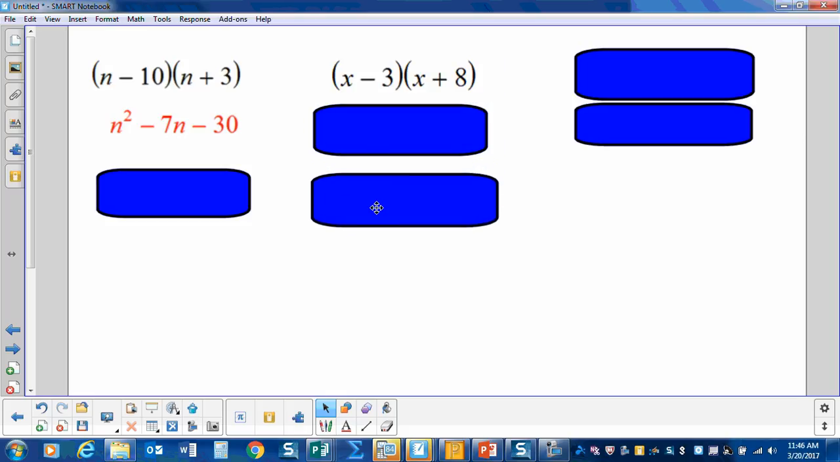So take a moment and try this example, x minus 3 times x plus 8. So I'm going to add the two terms, should give me the middle term, so that should be a 5x, and then multiply the two terms to give me the last term, negative 24.